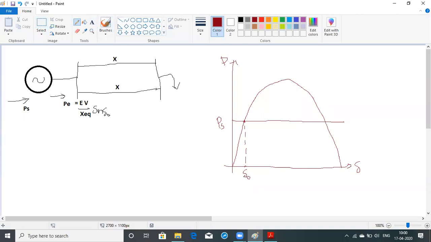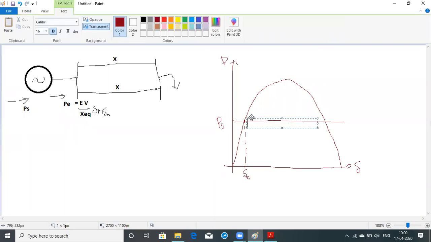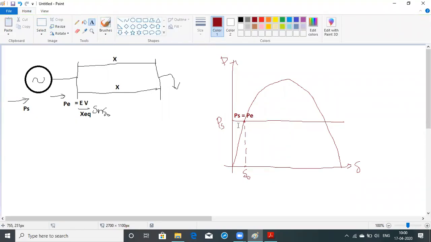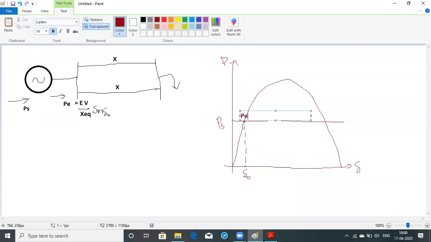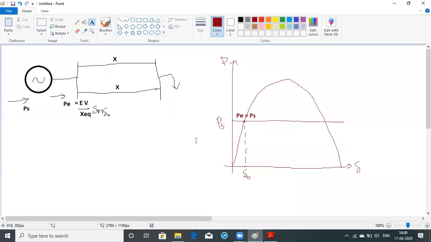At this condition, PS is equal to PE exactly, right here. So the electrical power is equal to the shaft power, and it is running perfectly under stable condition. We have a generator, we have parallel transmission lines, and we have connected to a load. So everything is running perfectly.